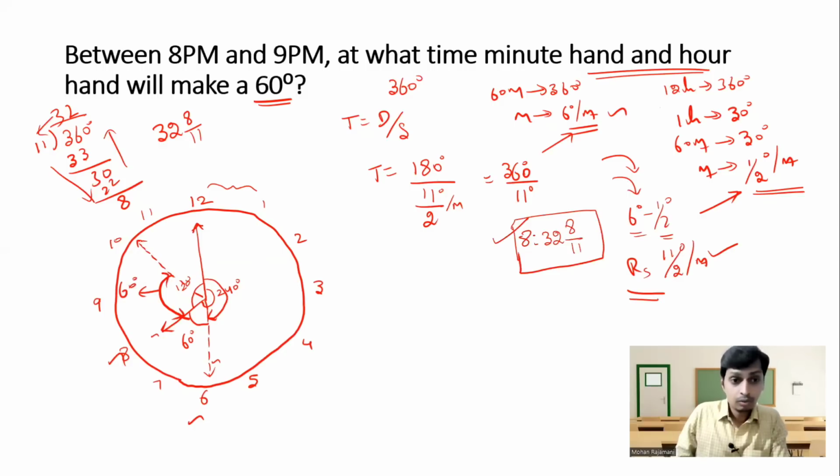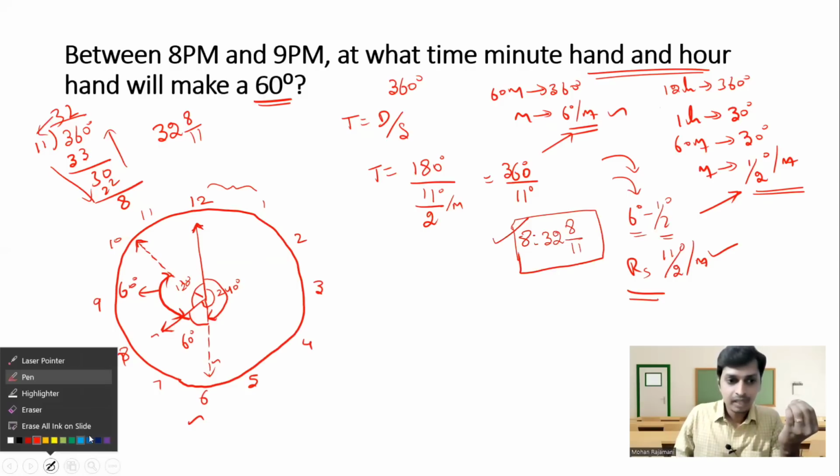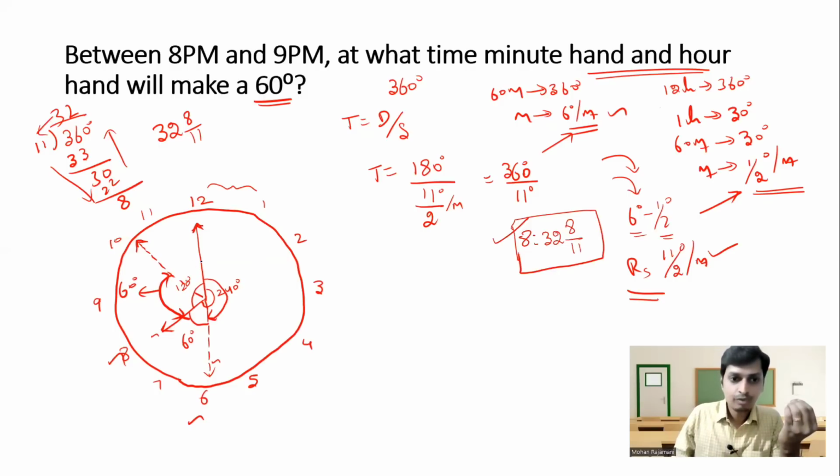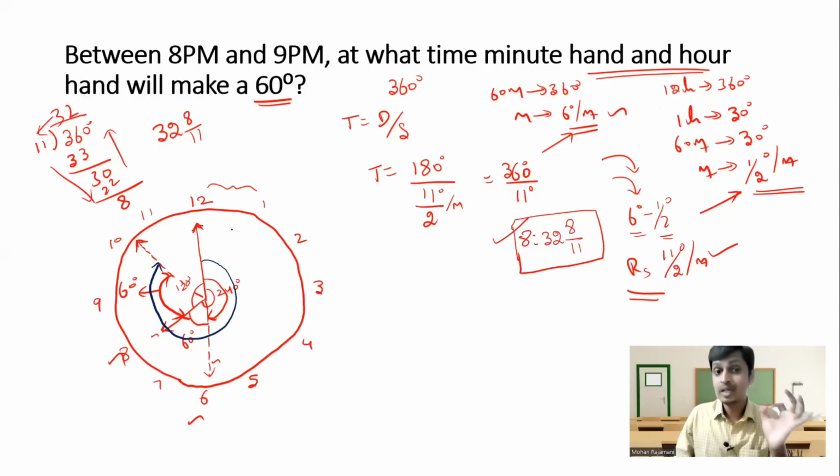Now, to reach this place, this minute needle at 8 o'clock, we know the minute needle is pointing to 12. To reach this 10, how many degrees does it have to cover? To make you clear, I will use a different color. It has to move from this point to this point. How many degrees does it have to cover? From 12 to 10, how many subdivisions do we have? We have 10 subdivisions, so 10 into 30 degrees. You know, one subdivision is 30 degrees. So from this 12 to 10, it has to cover 300 degrees, right?